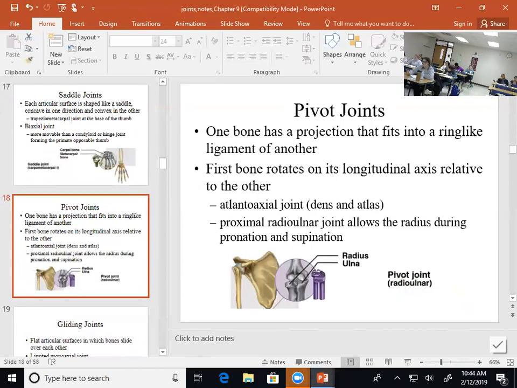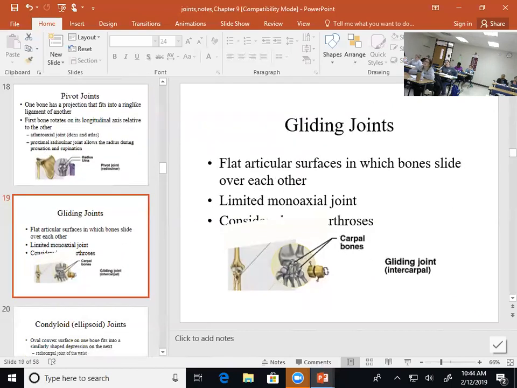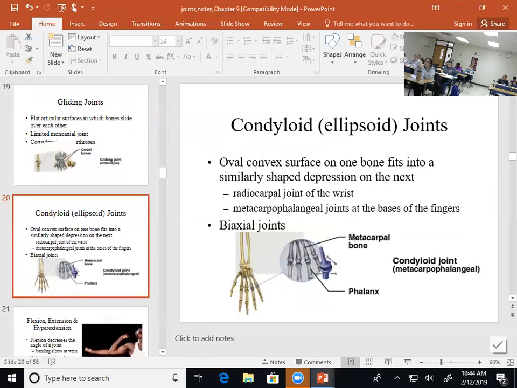Great. Pivot joints, guess what they do? Pivot. That's what they do. Gliding joints, and you might not think about those little carpal bones. When y'all are looking at the carpal and the tarsal bones, you're going to be thinking, but there's not movement there, is there? Yes, there is. And they glide, and there's gliding movement, and there needs to be gliding movement at these joints. Ellipsoid or condyloid, these are going to be where you're thinking of these metacarpals and whatnot. So that's that.